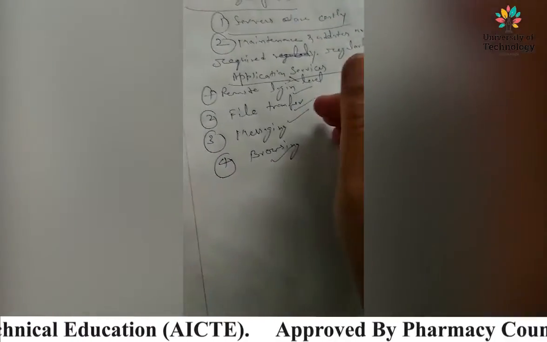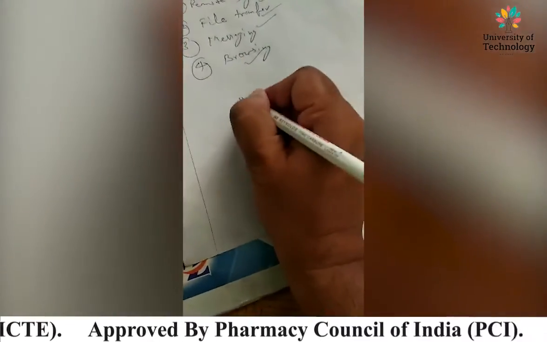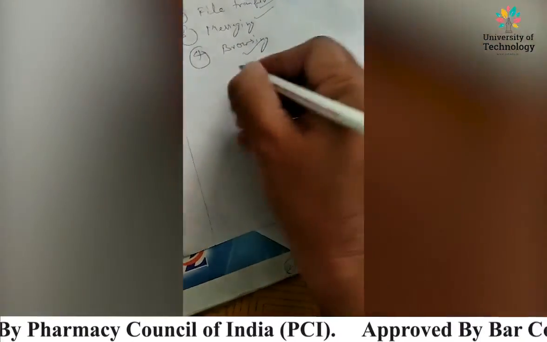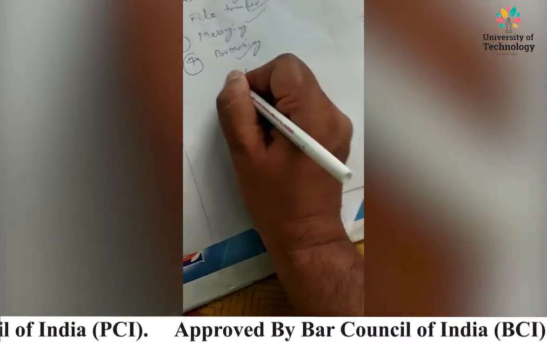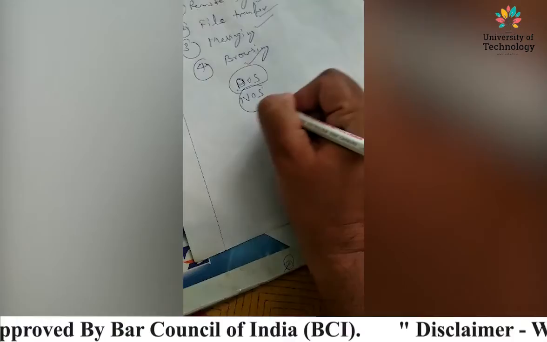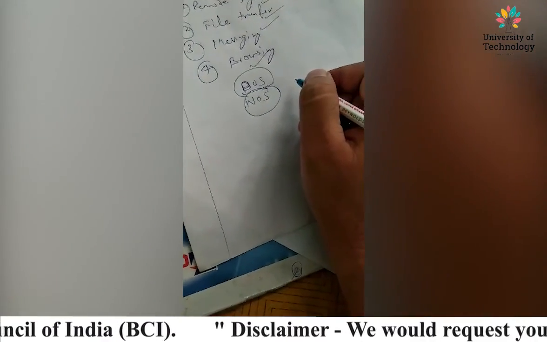So this is all about NOS and DOS, distributed operating system and network operating system. These are the types of operating system.